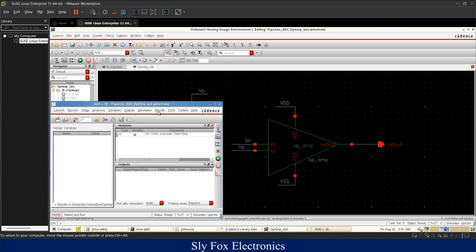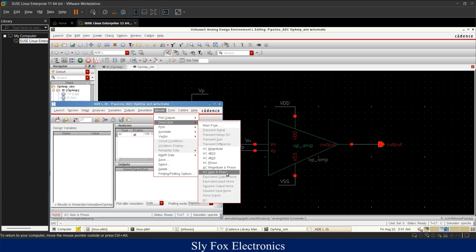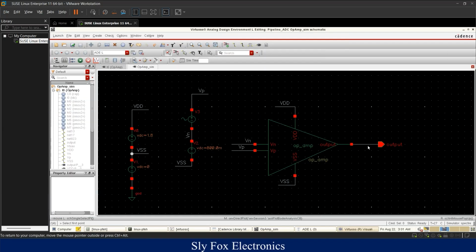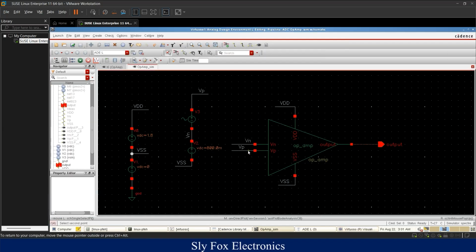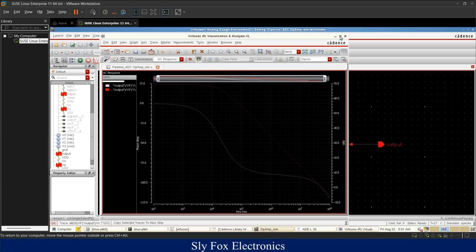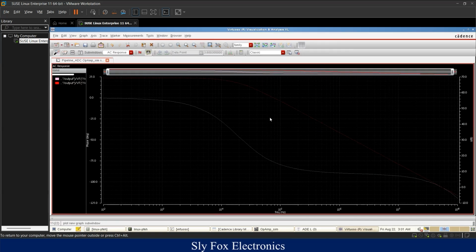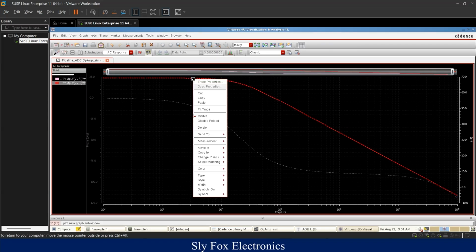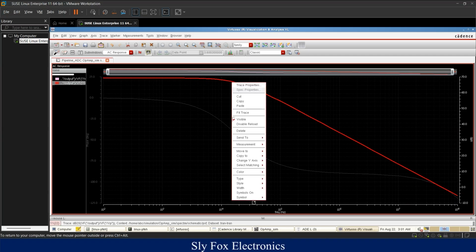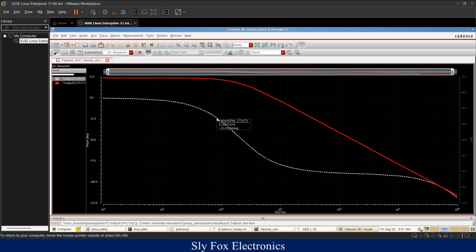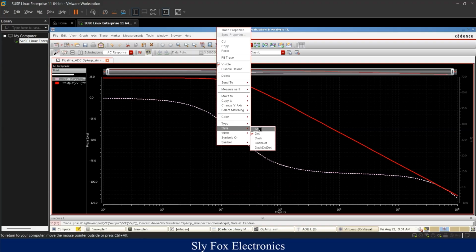To see the results, head to the results, direct plot, AC gain and phase. Click, click, and here you can see the Bode diagram of our operational amplifier. Let me set the style of this diagram to solid. So I set the width to thick. I do the same for the phase diagram.